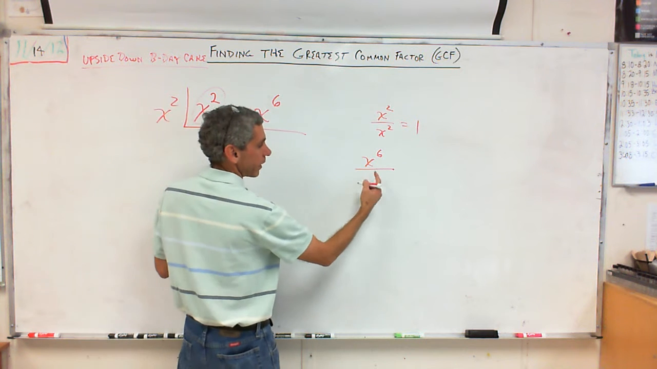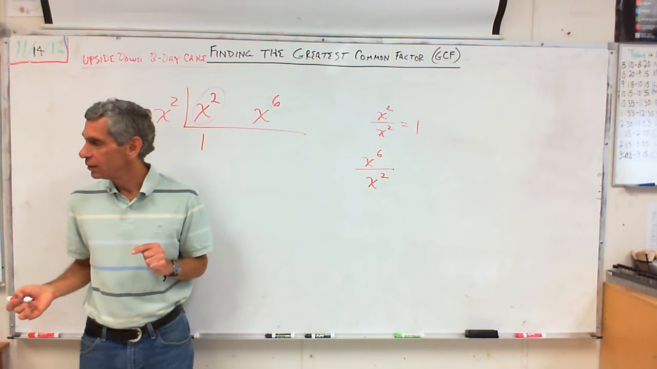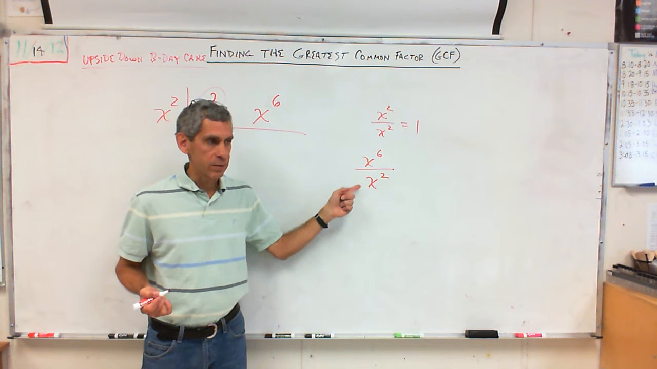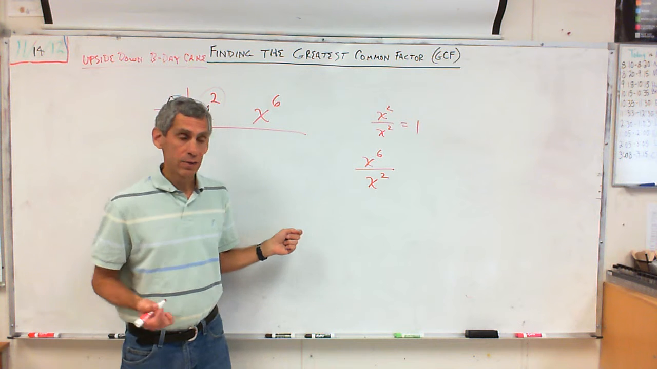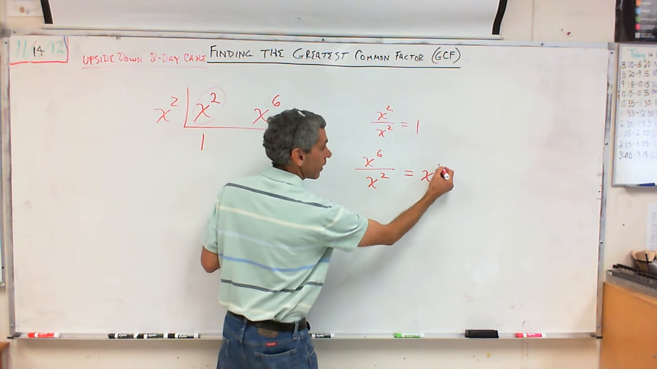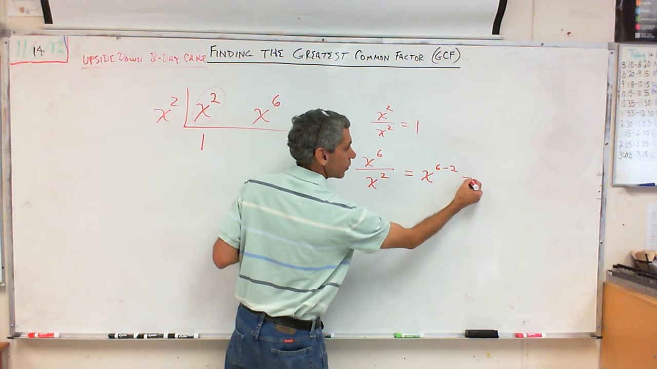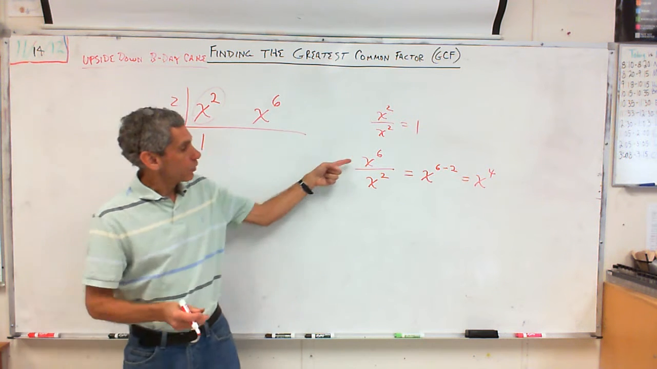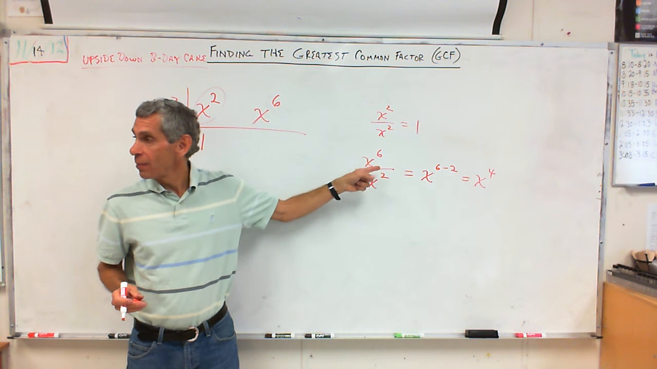x to the 6 divided by x squared. This is a really cool rule. The rule says that if you have the same bases, what are the bases again? The x's, right? And they both have exponents, and you're dividing one into the other. It's the same as saying x to the 6 minus 2, which is x to the 4th. I was right. So if they're the same bases and you're dividing, you just subtract the exponents. The top minus the bottom.